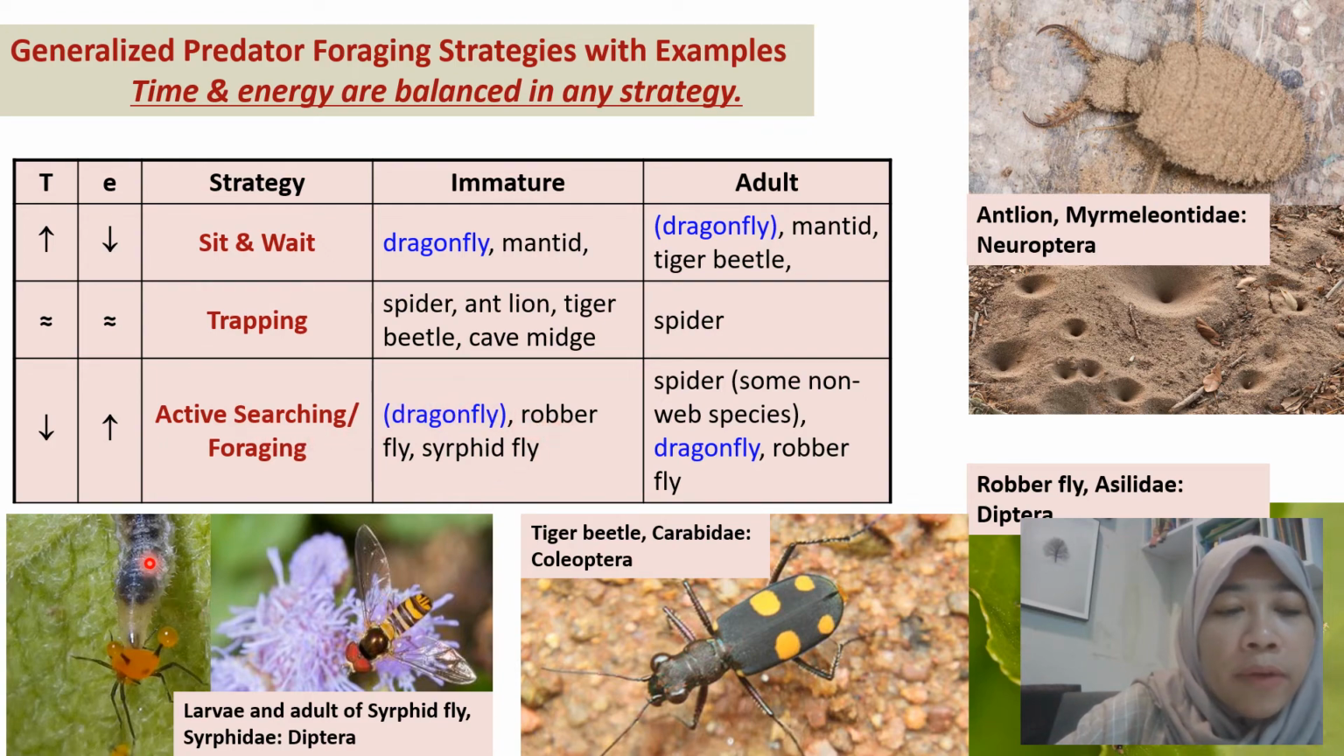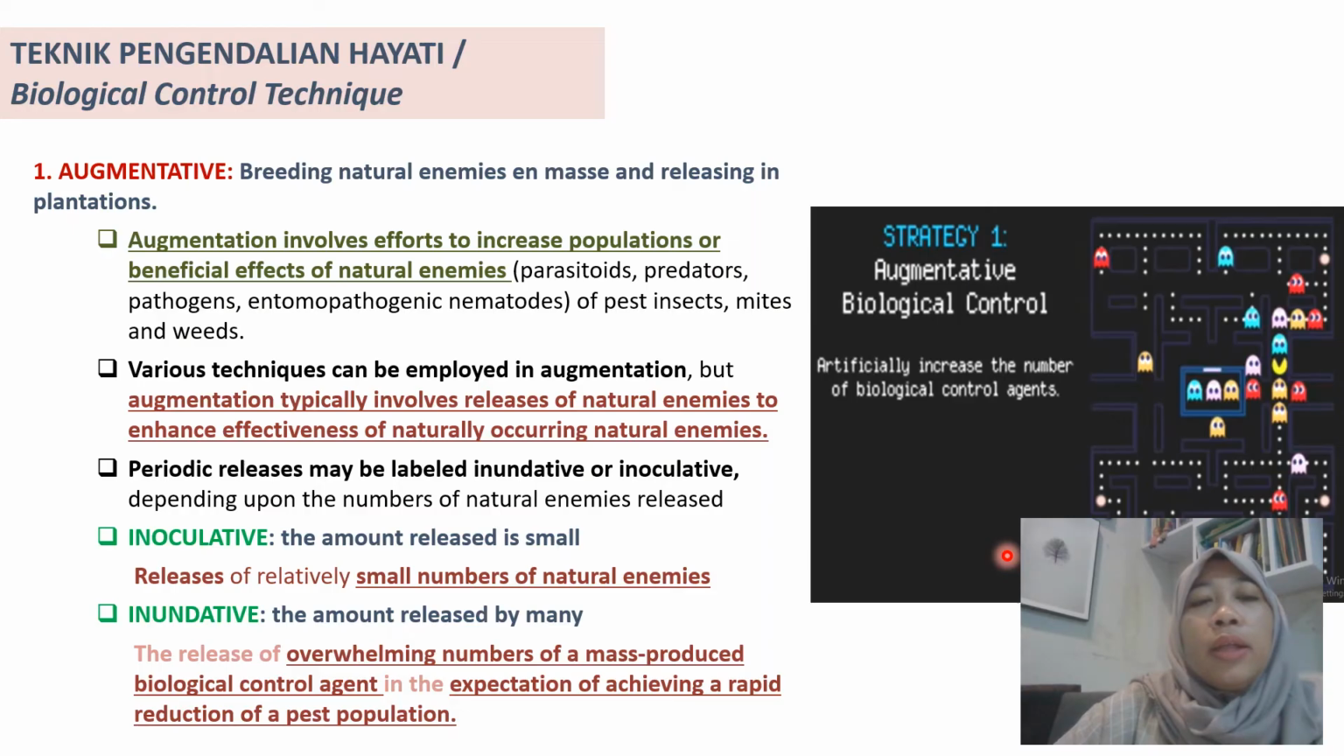This is the larvae of the syrphid fly. This is the predator. This is the prey, the aphid, and this is the adult of the syrphid fly. The adult is free living, hidup bebas, while the larvae phase is a predator. This is the beetle, Coleoptera, and the robberfly. There are many differences, and after this we study the biological control techniques.